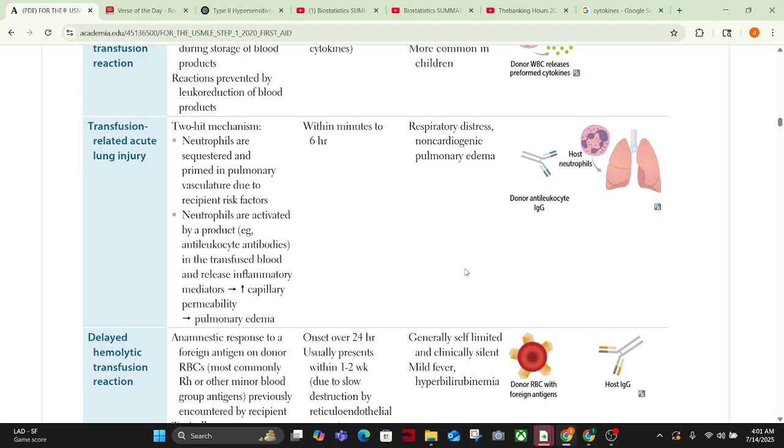You see these darker spots? This is where the neutrophils are accumulated, and this will eventually cause pulmonary edema in the host. The donor has anti-leukocyte antibodies, and this antibody will go and activate neutrophils, causing pulmonary edema in the host. Okay? Alright.